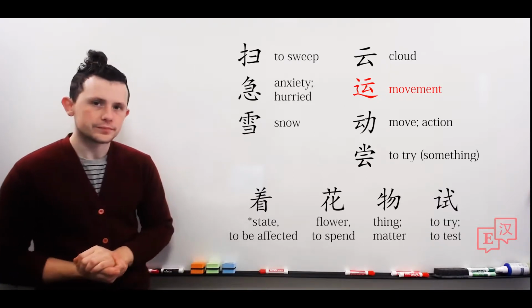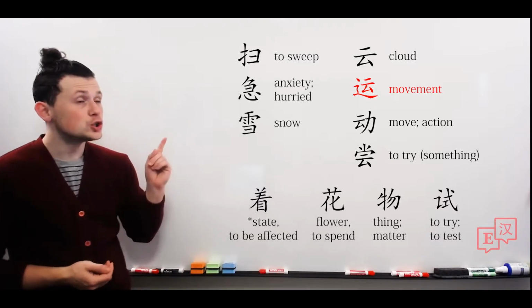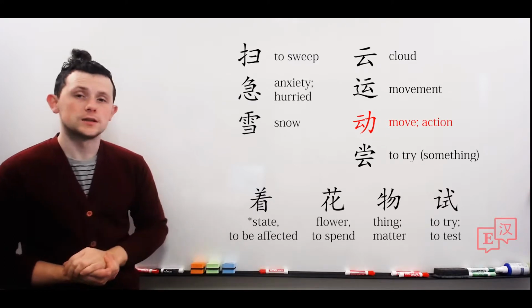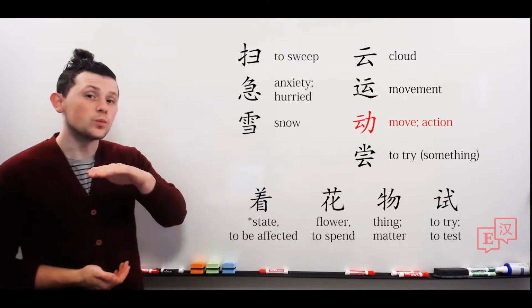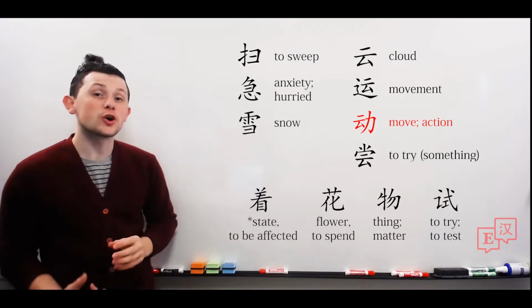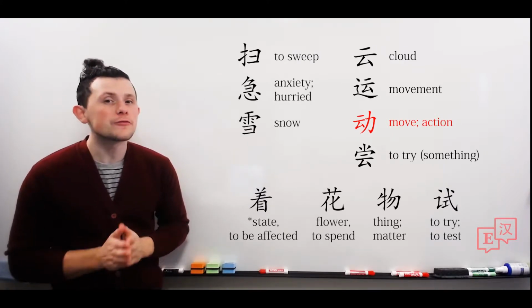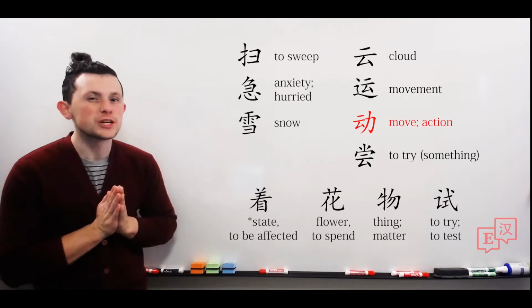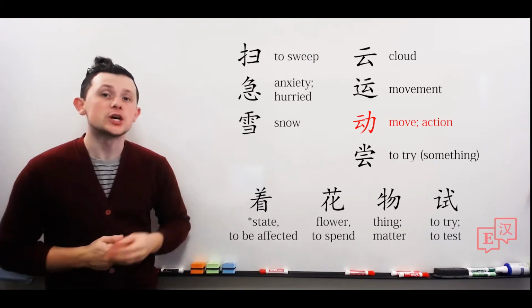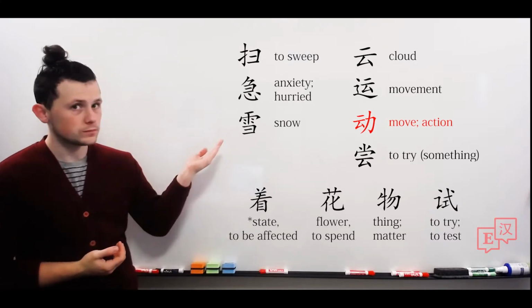Yun. Dong. Dong. Like east, Bonton. Dong. This character also means action. However, it's usually used in association with verbs. In fact, the word for verb is 动作.